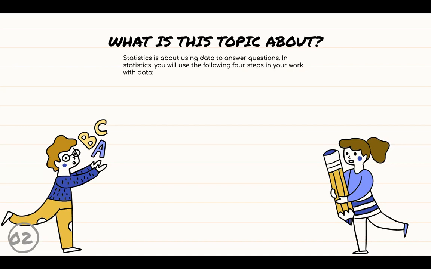What is this topic about? Statistics is about using data to answer questions. In statistics, you will use the following 4 steps in your work with data. 1. Pose a question that can be answered by data. We'll work on that today.